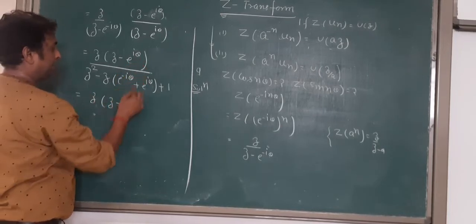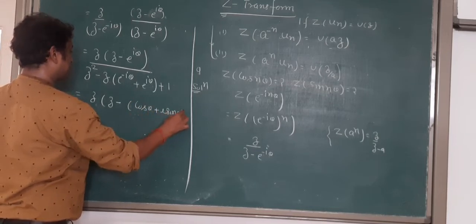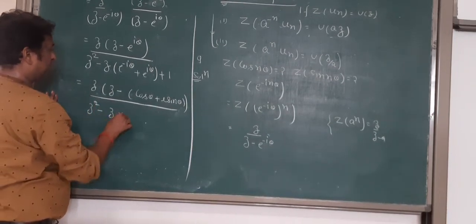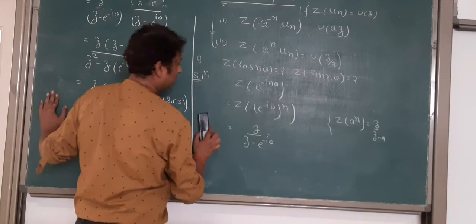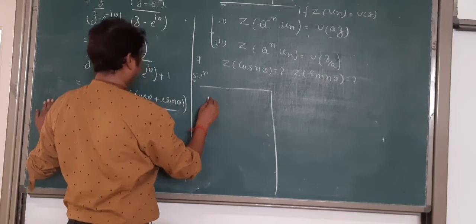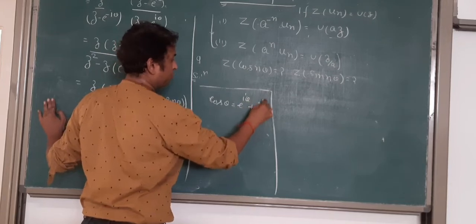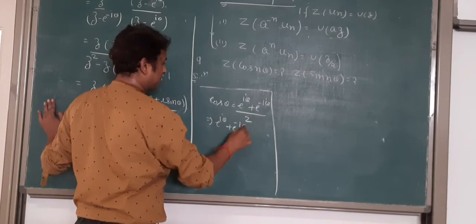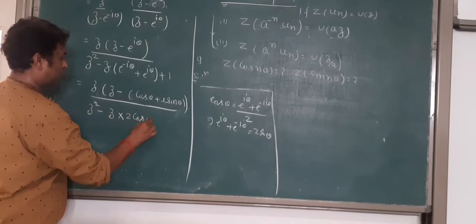What is e to the power iota theta? You know very well, it is cos theta plus iota sin theta, upon z square minus z times (e to the power iota theta plus e to the power minus iota theta). We know very well that cos theta is e to the power iota theta plus e to the power minus iota theta divided by 2. So e to the power iota theta plus e to the power minus iota theta is 2 cos theta. So this is 2 cos theta plus 1.